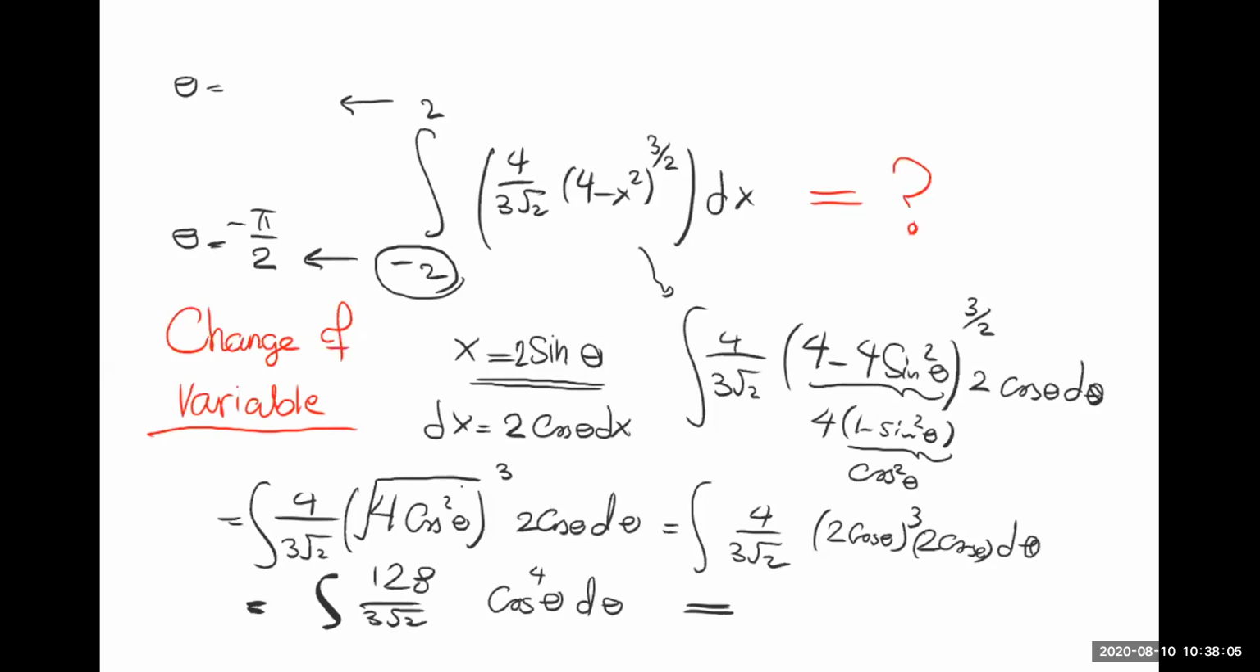And when 2 sine theta is 2, it means sine theta is 1. It means theta is pi over 2. So this integral is from minus pi over 2 to pi over 2. And it's a little challenging integral. It's integration by parts a few times. I would leave it to you. The final answer would be 4 square root of 2 times pi. So these are not easy integrals to do.